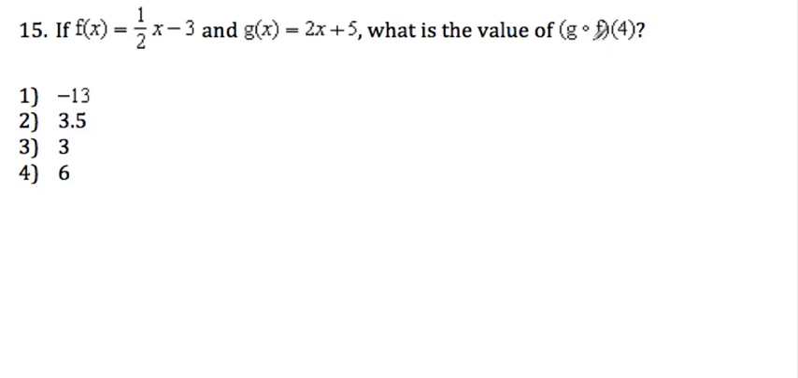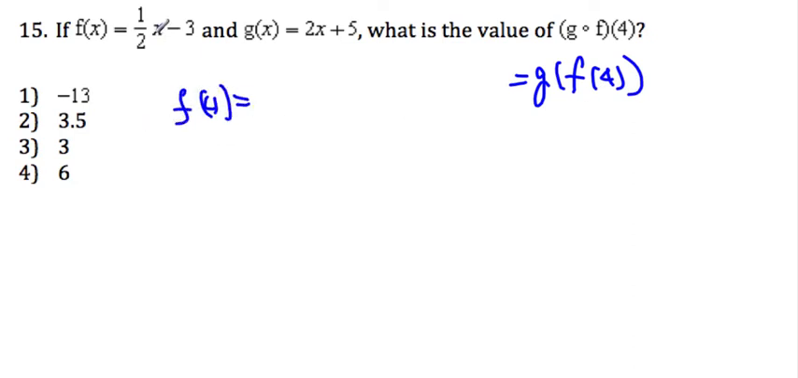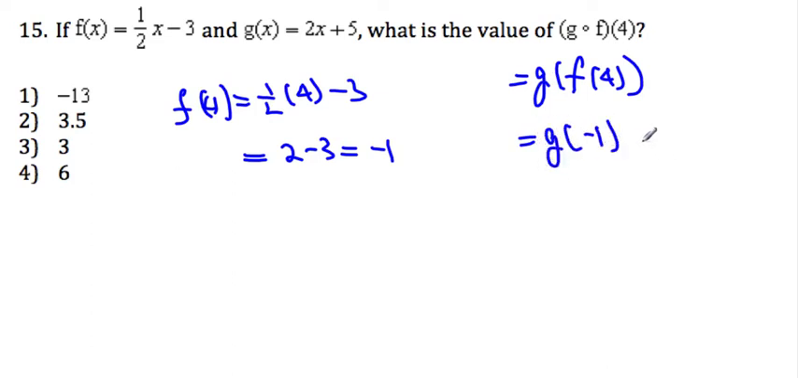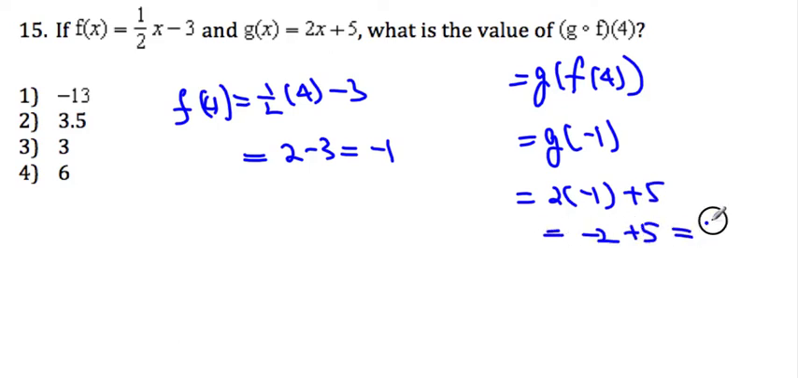Similarly, composition of functions with a known value, such as 4 here. So let's try to calculate. This basically means g of f of 4. So let's put f of 4 first. What is f of 4? We have to put 4 here, then we get 1/2 of 4, minus 3. Then 1/2 of 4 becomes 2 minus 3, which is equal to -1. So this can be rewritten as g of -1. Once you plug in -1 in place of x for the g function, we get 2 times -1 plus 5. That becomes -2 plus 5. Our final answer becomes 3, which is choice 3.